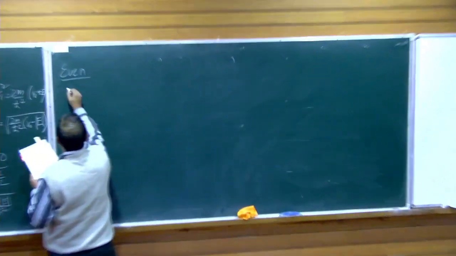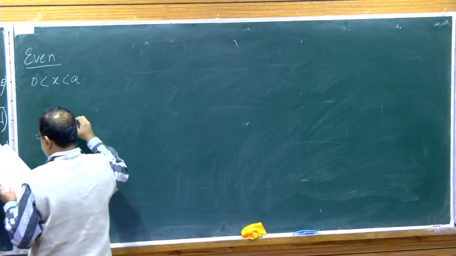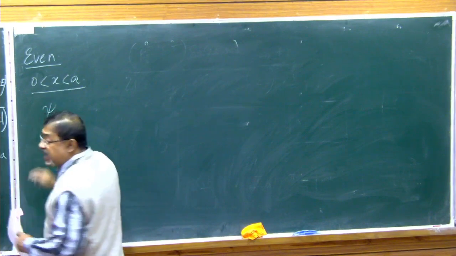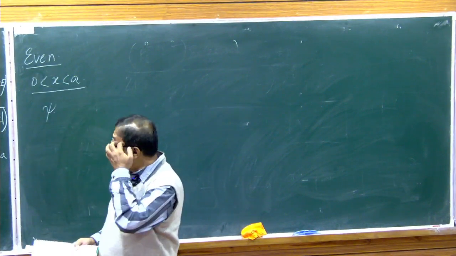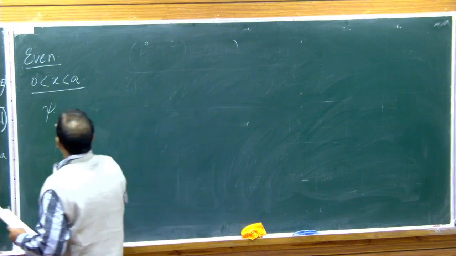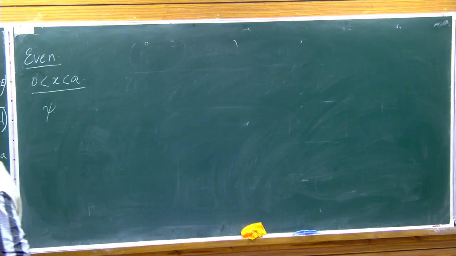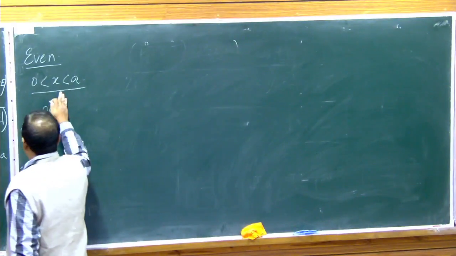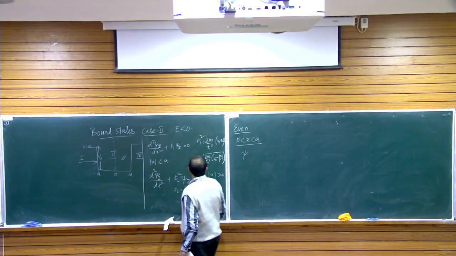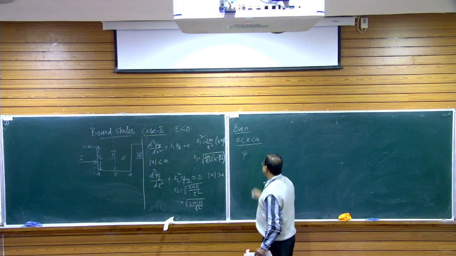So for the region 0 less than x less than a, we can write this as... the bound states will occur inside the well. Bound states will not occur outside the well. So we are taking inside the well, so we are really taking the right thing. So this is that region, 0 less than x less than a.